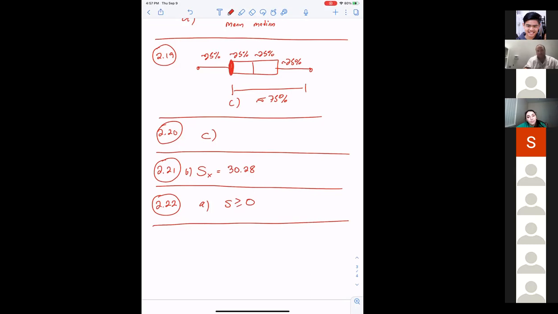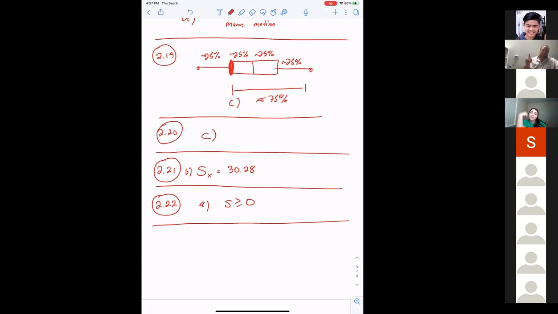This is an important one. What is the only situation when S will be equal to 0? If there's only one data point. That's true. Okay, so I rephrased my question. Other than the situation when there's only one data point, when is the only other time that S will be equal to 0?